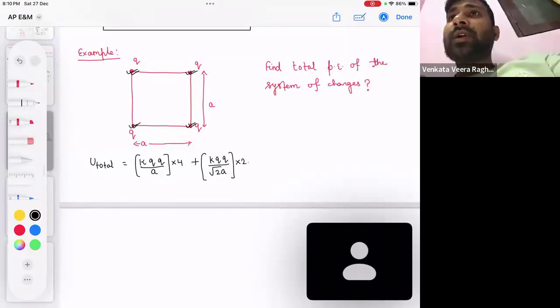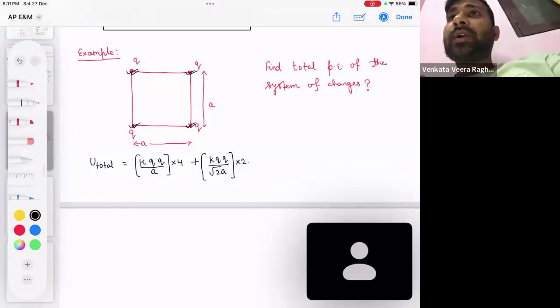Sometimes when the number of charges increases, we may miss one or two pairs. So always before writing the terms, make sure that you have already counted the number of pairs, so that when we write the potential energy, none of the pairs will be missed.